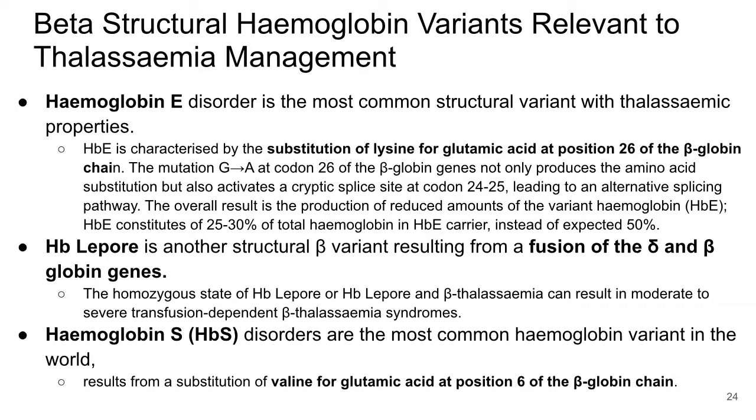Beta structural hemoglobin variants relevant to thalassemia management. Remember three hemoglobins. Number one is hemoglobin E, where glutamic acid at 26th position of the globin chain is substituted by lysine. And number two is hemoglobin Lepore, which results from a fusion of the delta and beta globin genes. And third one is hemoglobin S, where at 6th position of the beta globin chain, glutamic acid is substituted with valine.